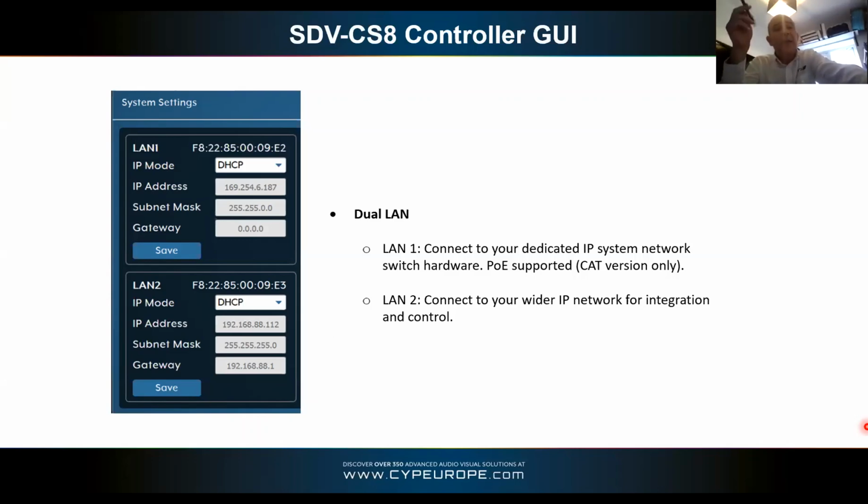If everything's being controlled via the CS8 and via a touch screen, then there's no need to connect it to a wider network. But normally you connect it to a bridge. This also, of course, allows you to leave PC technology on site that you can log into, so that you can remotely access the entire system.